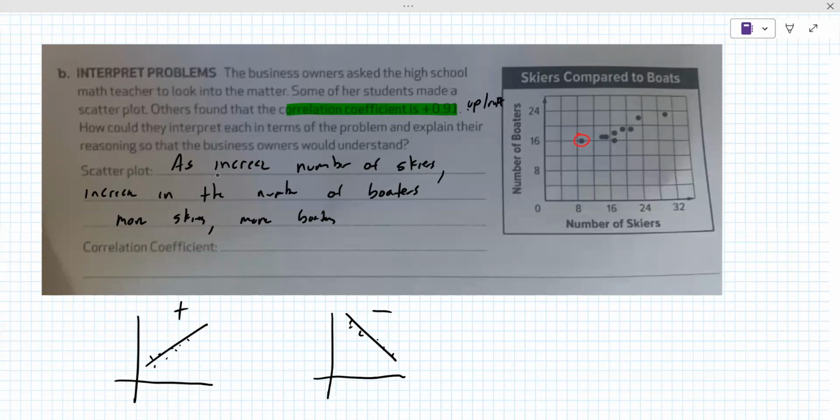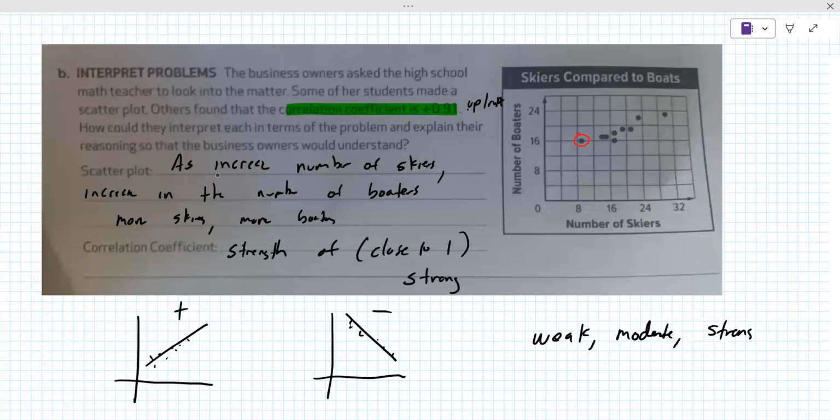Now the correlation coefficient tells you the strength of the relationship. And the strength is because the number is very close to 1. 0.91 is very close to 1. You can say it's very strong. The typical words you'll see are weak, moderate, and strong. And it's kind of like disagree, agree, in between.